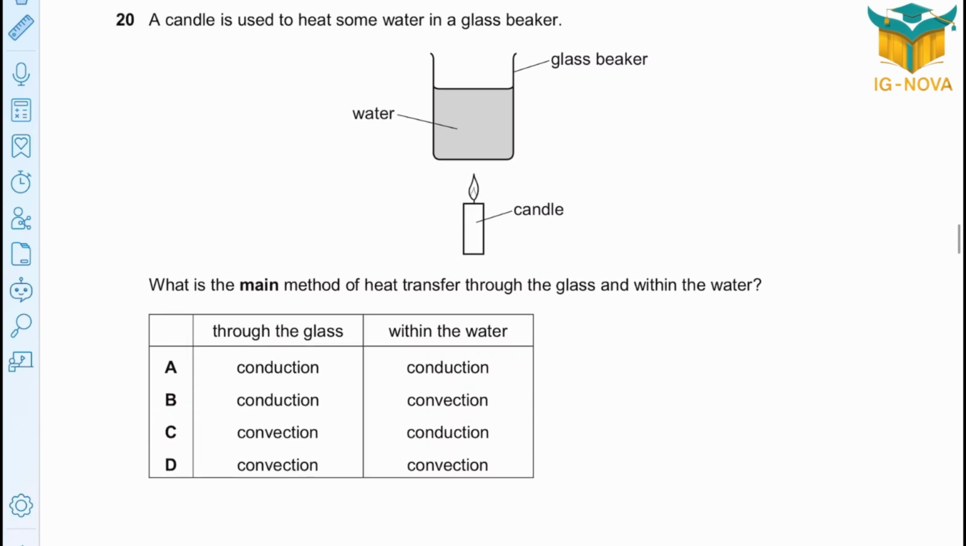Question 20. A candle is used to heat some water in a glass beaker. What is the main method of heat transfer? Through the glass, it's conduction because it's a solid, and within the water, it's convection. So the correct option is B.